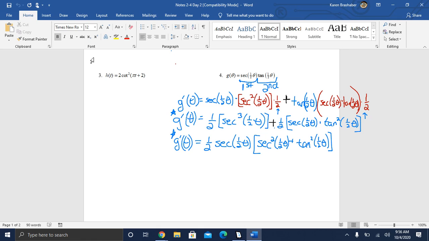So I'm going to do a second video for the last part of the notes, but these are your first 4 examples for doing some trig functions using the chain rule.